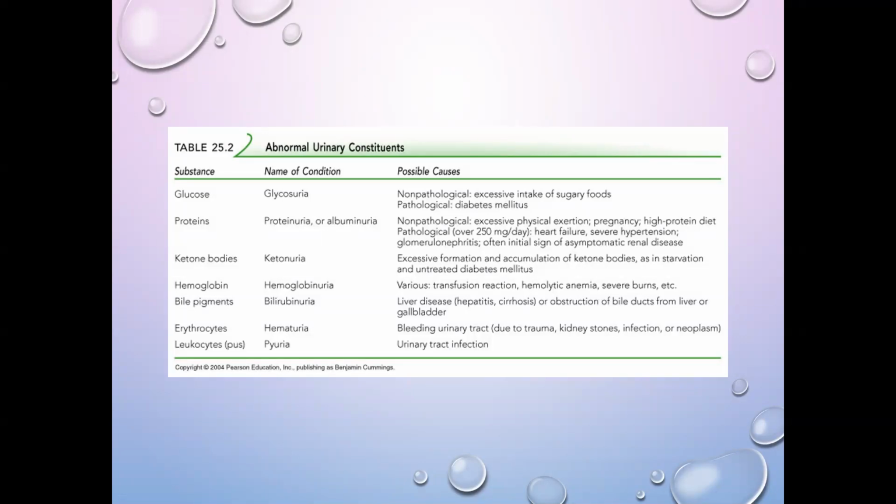Protein, never ever protein. Well, I shouldn't say that. Sometimes, yeah, excessive physical exertion, because what did you just do? You just worked out so hard that you broke up all the actin and myosin in your myofibrils, and yeah, you can get some proteins in your urine.